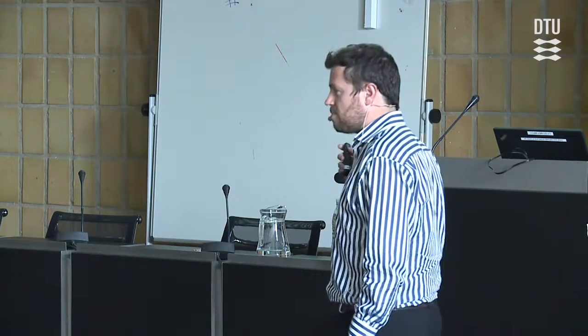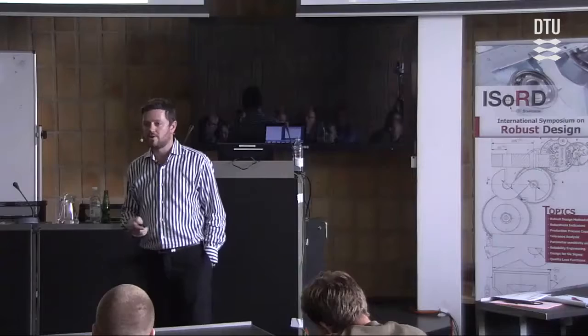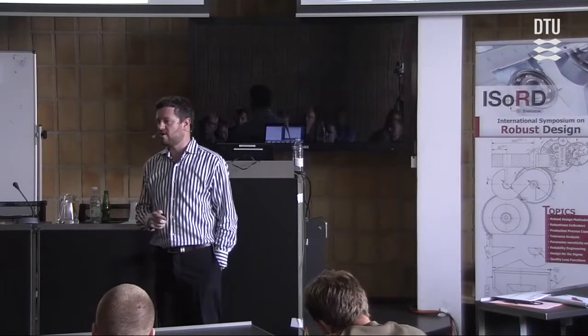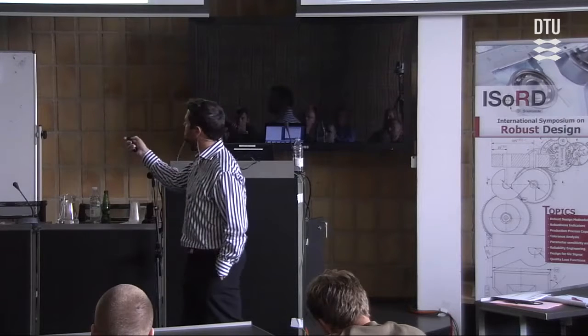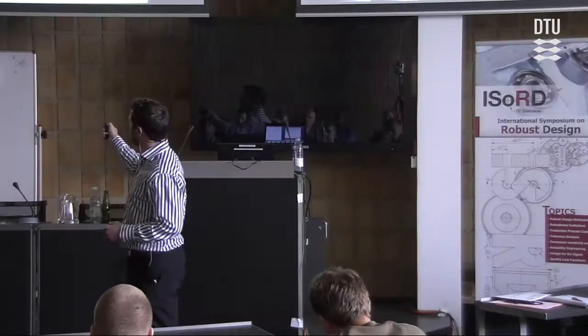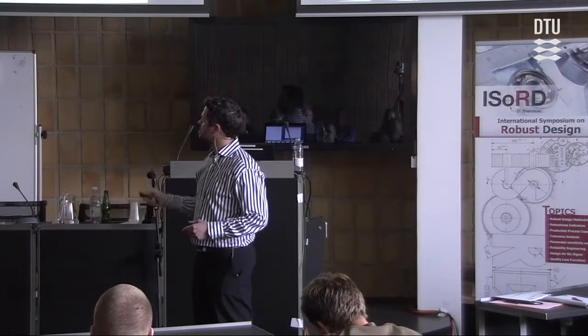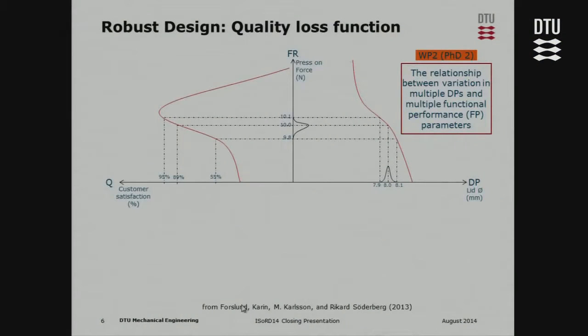Now, we can spend a lot of money and time trying to optimize around this nominal value, but what happens if that nominal value isn't the right nominal value? What happens if people don't want a 10 Newton press-on force, they want a 12 Newton press-on force? So we're connecting the transfer function to some kind of quality loss function and trying to evaluate where the actual functional requirement specification should be set based on quality loss.